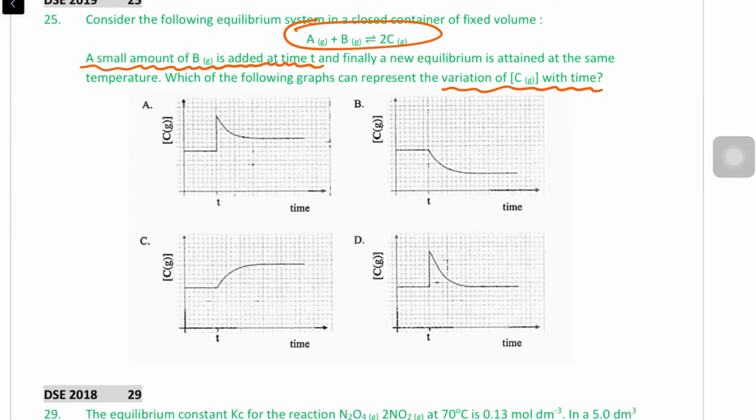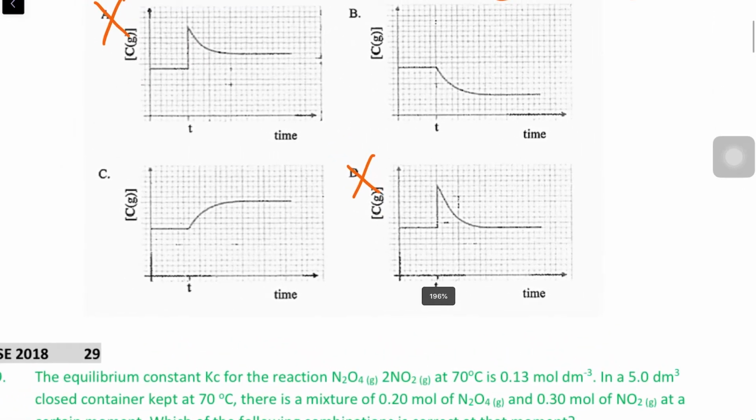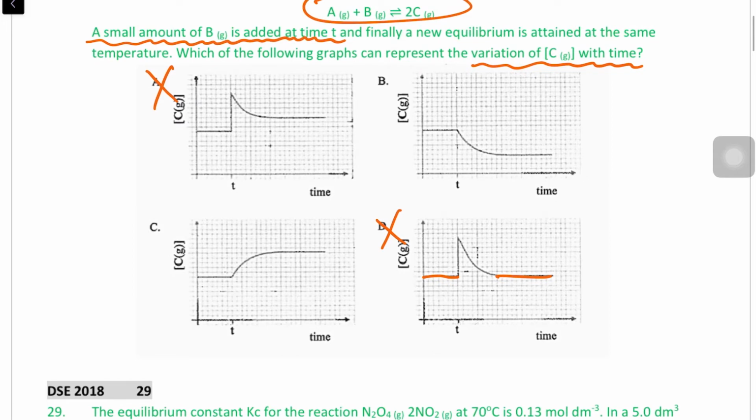Okay, now we only add B, not C, right? So that means the amount of C won't change suddenly. So A and D won't be the answer. The second is, there is something wrong for the answer D, because before adding and after adding at the same level doesn't make sense, right? Either it should be increased or decreased, so D won't be the answer for sure.